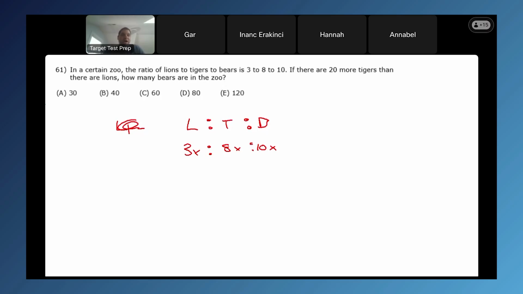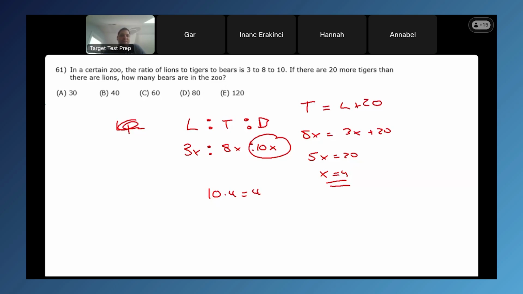Well, this is actually an equation with tigers and lions: 20 more tigers than lions. So tigers is equal to lions plus 20. Tigers is represented by 8x, lions is represented by 3x. Bring the 3x over, 5x is 20, x is 4. So we have what we need for x. How many bears are there? 10 times 4, which is 40.